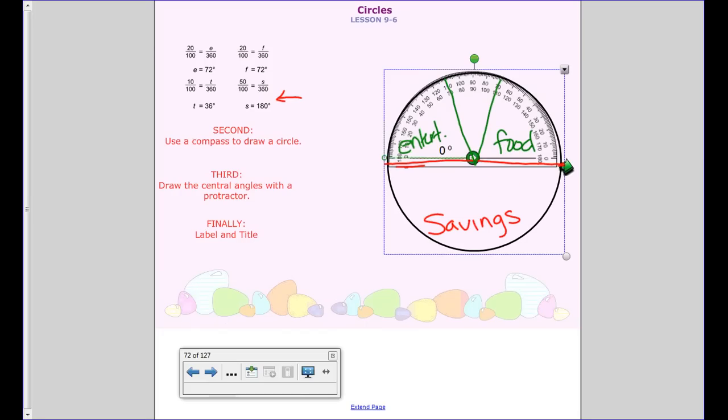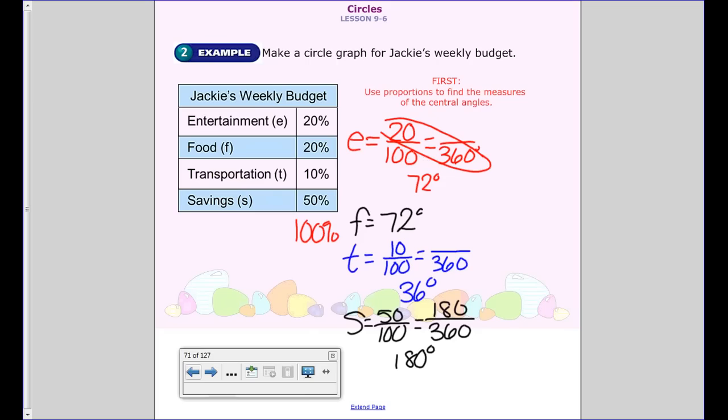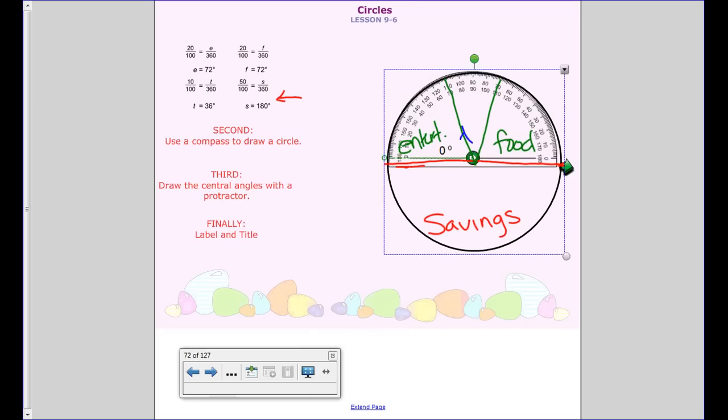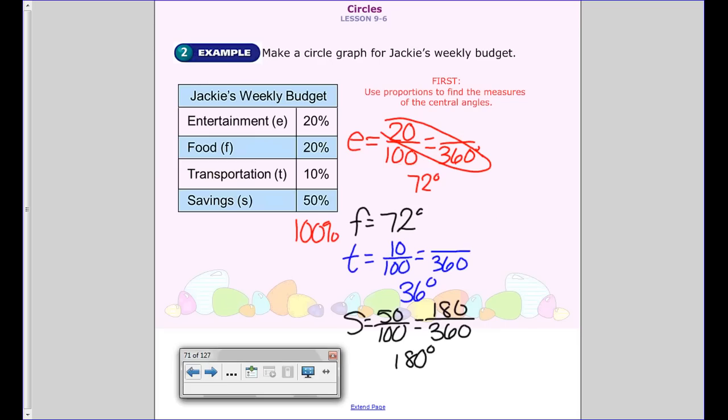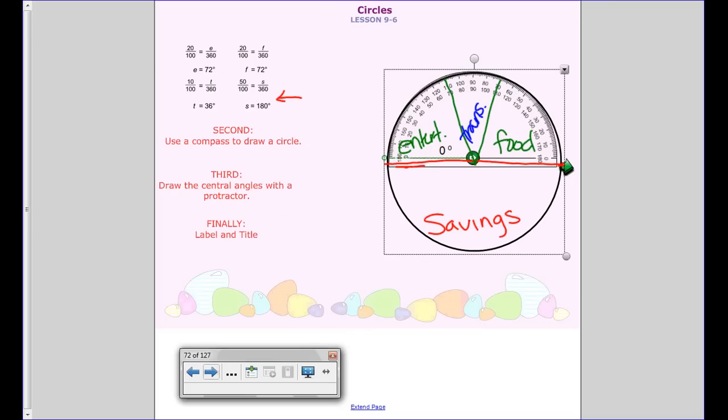I believe this last 36% stands for T, and that is transportation. Couldn't quite remember. There we go. So now I have all the pieces to it. So now I can give it a title, which is Jackie's weekly budget. I like to make it nice and easy, and if they have a title already, use the one they give you.